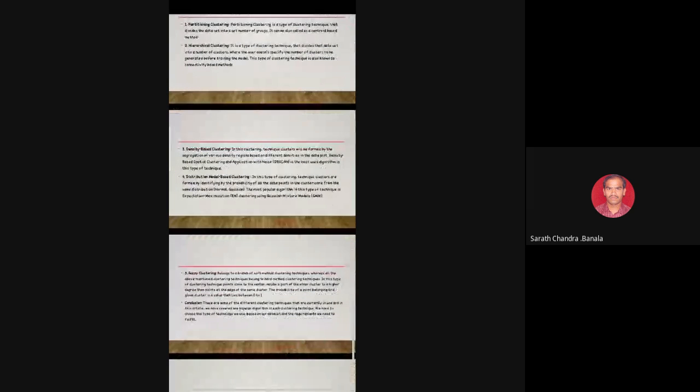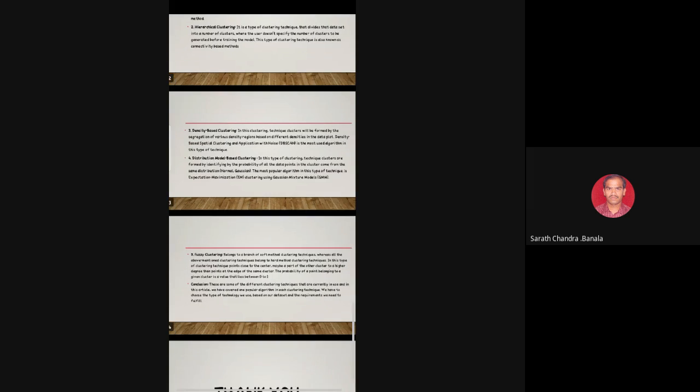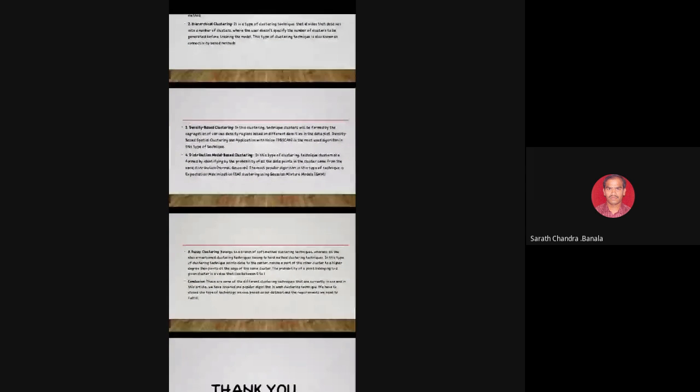Distribution model based clustering means in this type of clustering technique, clusters are formed by identifying the probability of all data points in the cluster coming from the same distribution. The most popular algorithm in this type of clustering is expectation maximization clustering using Gaussian mixture models.